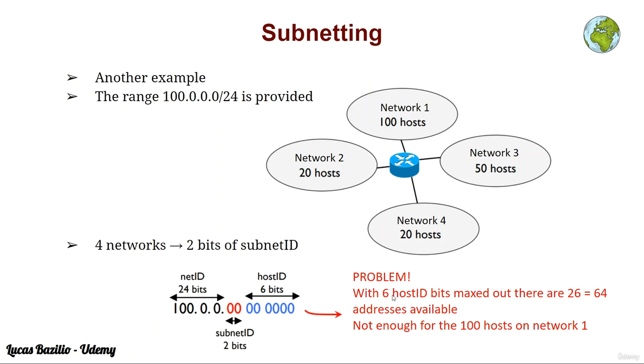However, with 6 bits of the host ID, there are in total 2 raised to 6, that is 64, addresses available in principle, and we also need to subtract 1 for the network address and 1 for the broadcast address, which cannot be set for hosts. So with this example, we can only have 62 hosts. This is not enough for the 100 hosts that we need on network 1. So how can this be solved?